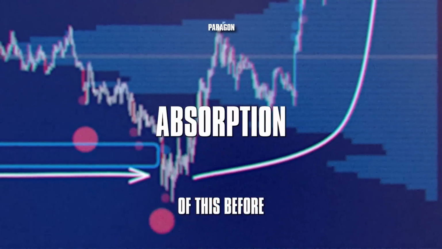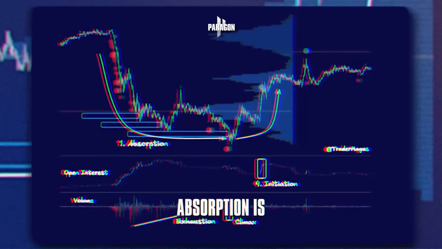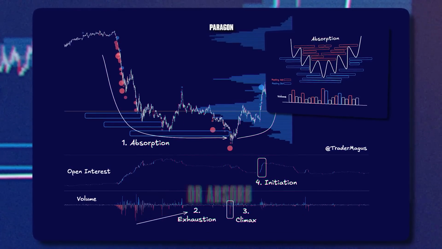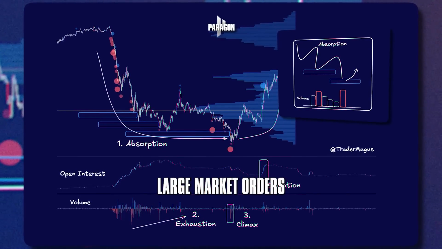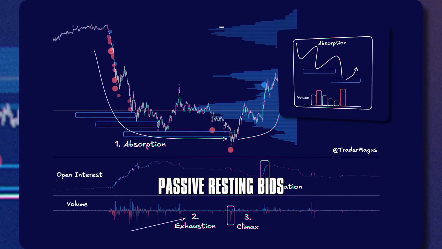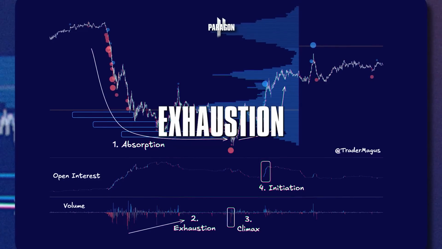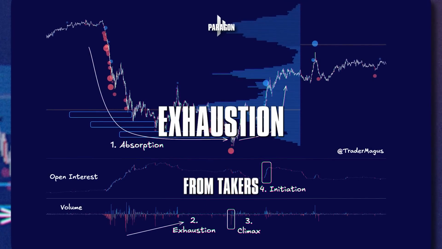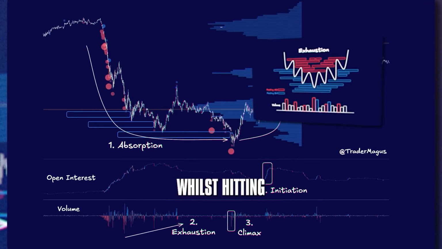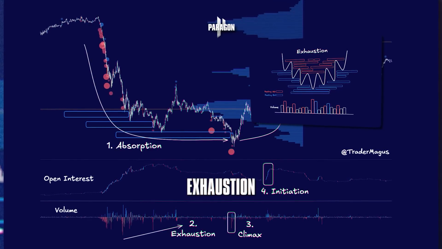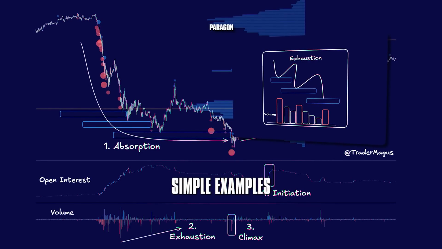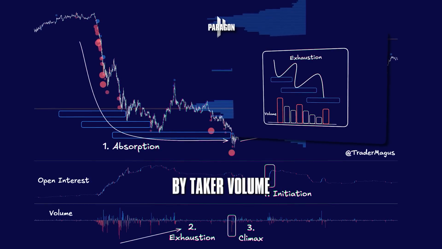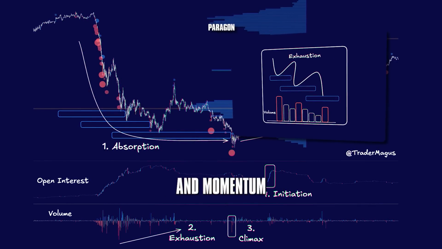Absorption. Everybody's heard of this before, but few know how to properly use it. Absorption is when passive orders soak or absorb the taker pressure, often leading to momentum shifts. Large market orders hitting into passive resting bids. Exhaustion is when you have declining efforts from takers as volumes dry up while it's hitting into liquidity. This is why we call it exhaustion, as they're giving up. This often leads to shifts in momentum. Simple examples of exhaustion are displayed by taker volume steadily drying up and momentum being lost.